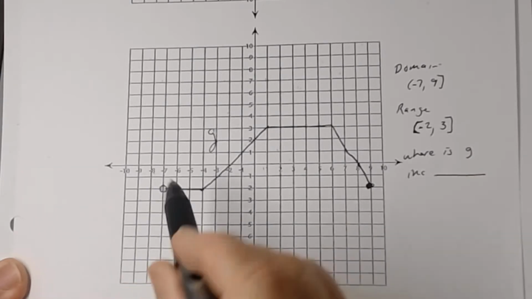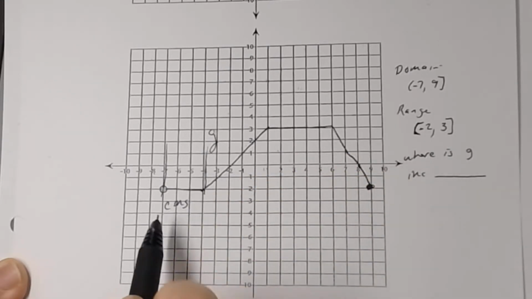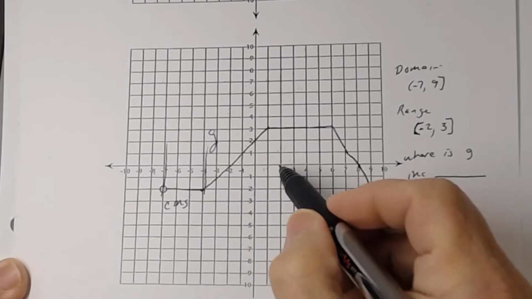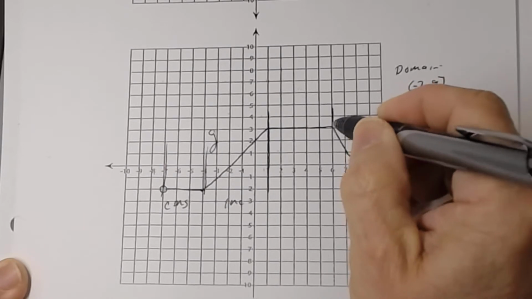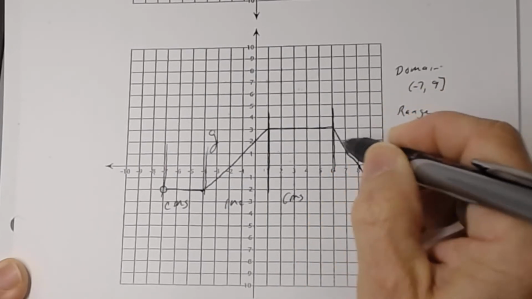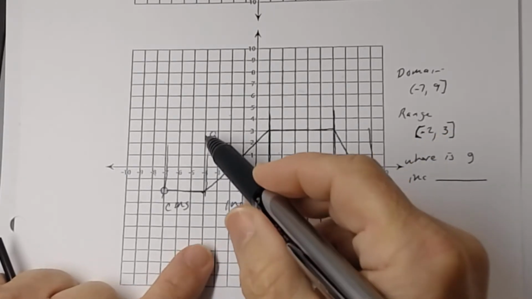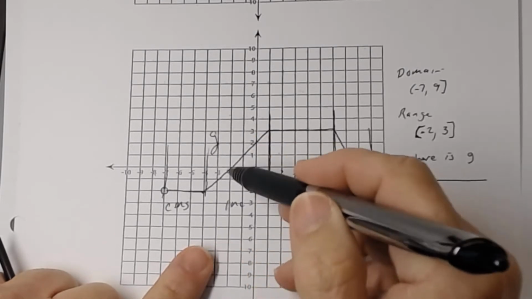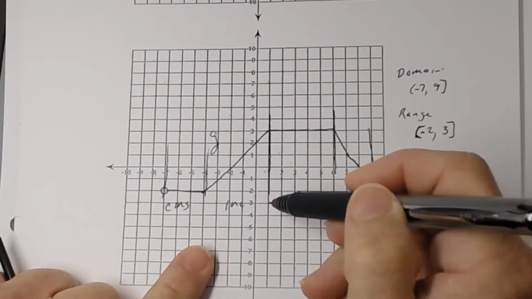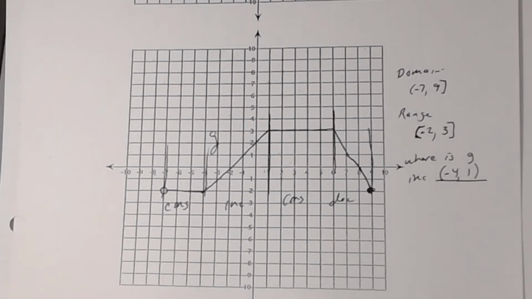Well, from here to here, it's what? Constant. So it does help if you write those words. And then from here to here, it increased. Then from here to here, constant. And then from here to here, decreased. So where did it increase? Yeah, you've got to use your x, your domain, the x coordinates. So -4 all the way to +1. So -4, comma 1. Remember, always use parentheses. These are open intervals when you talk about increase, decrease.